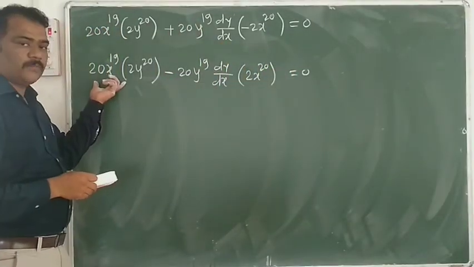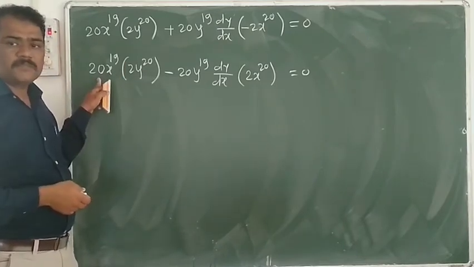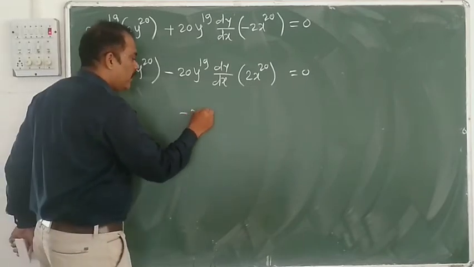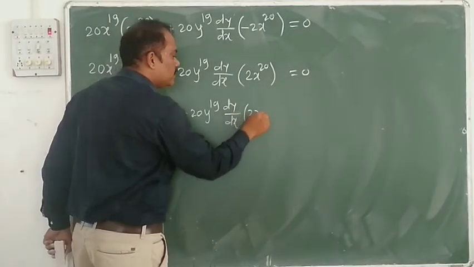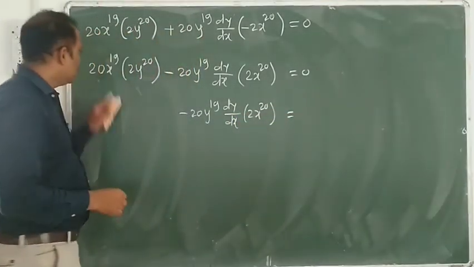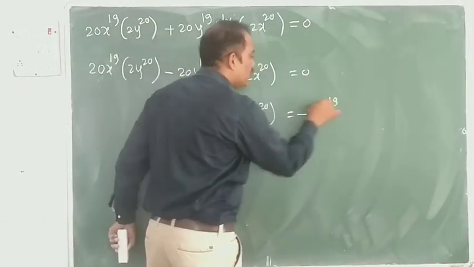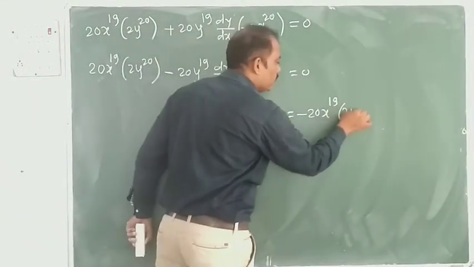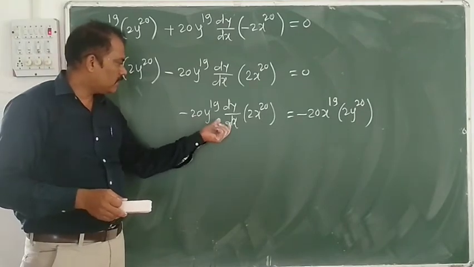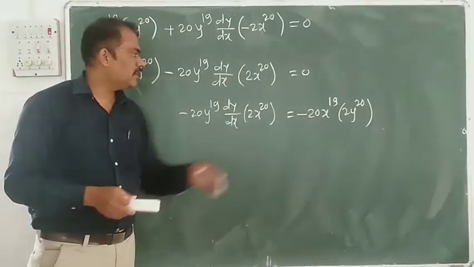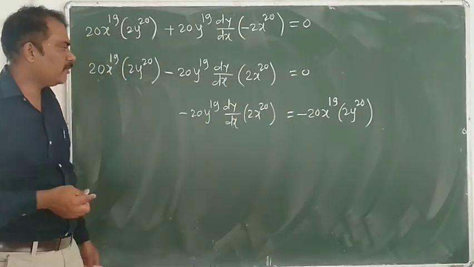Now we have to transfer this term to the RHS. On this side it is positive. When you transfer to the RHS, it must be negative. So that 20 times y raised to 19 dy by dx into bracket 2 times x raised to 20 is equal to, this term becomes negative, so that minus 20 into x raised to 19 into 2 times y raised to 20. Okay. Now we have to transfer the coefficients of dy by dx to the RHS. Also, this minus and this minus becomes plus. We make that positive in the next step.